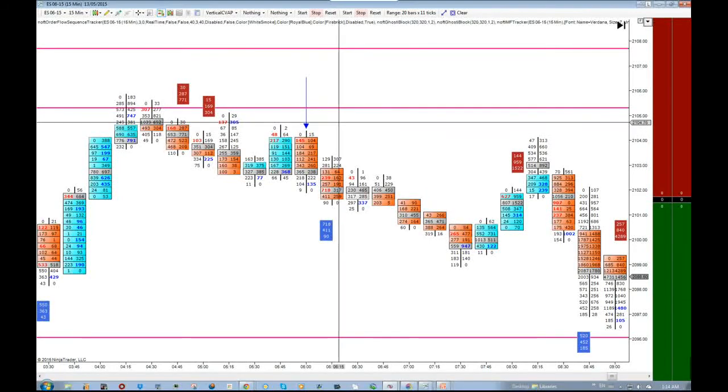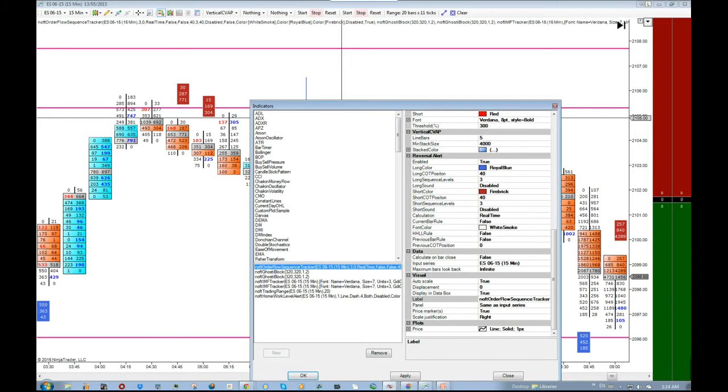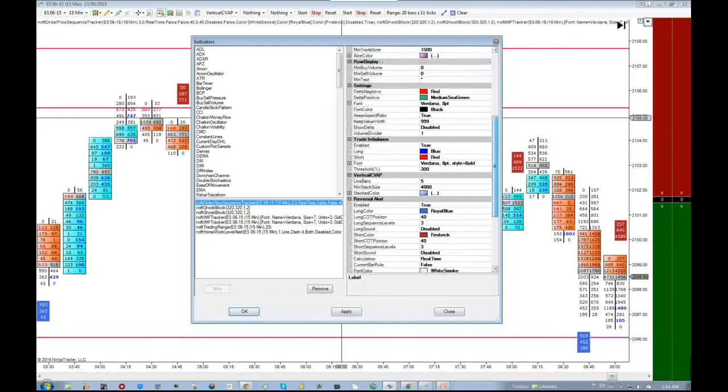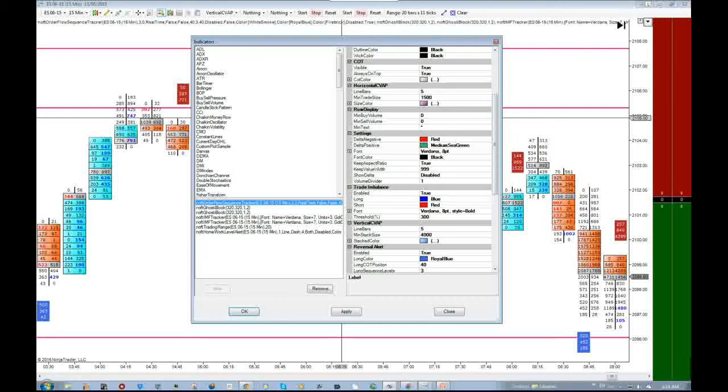I'll show you how I've got the NOFT set up, and you can adjust this. In the Order Flow Sequence Tracker itself, under Trade Imbalance, I have it enabled, set to true, so it's going to show me the imbalances. I have Buy Imbalances set to blue and Sell Imbalances set to red. Another cool thing you can do inside the Order Flow Sequence Tracker is adjust the font size, change the font type, or bold it.